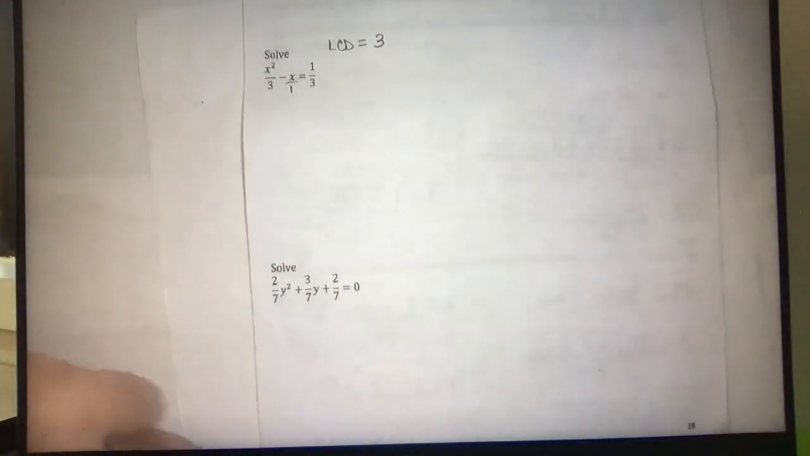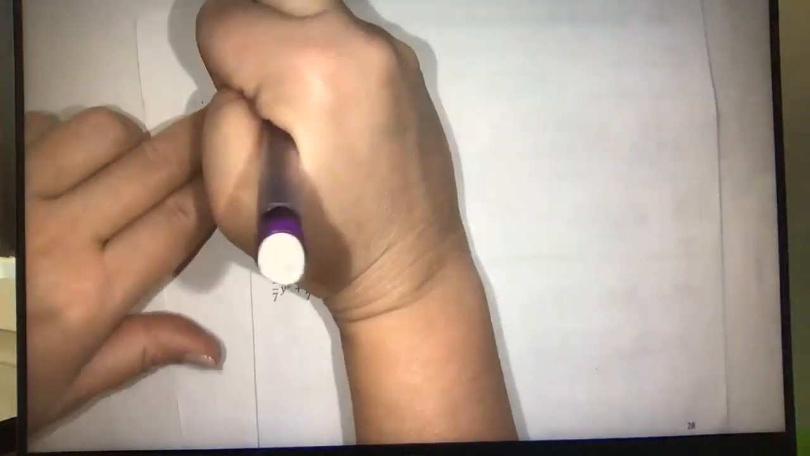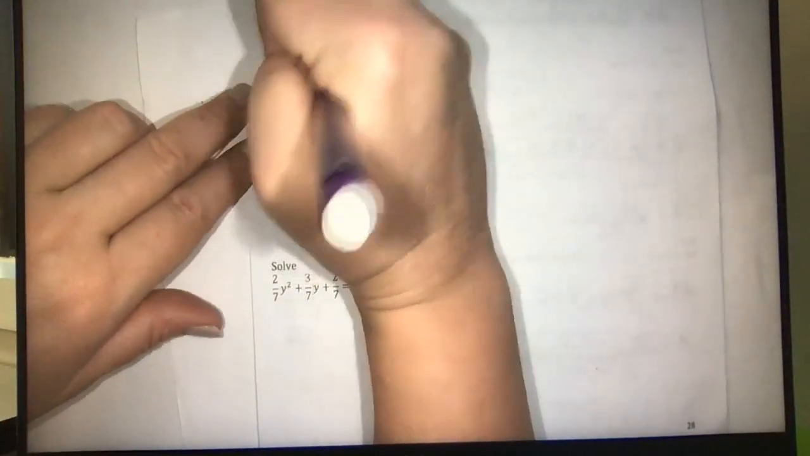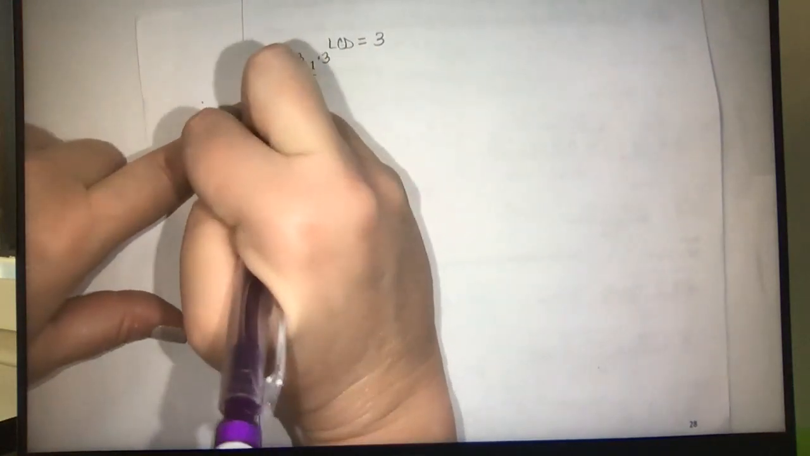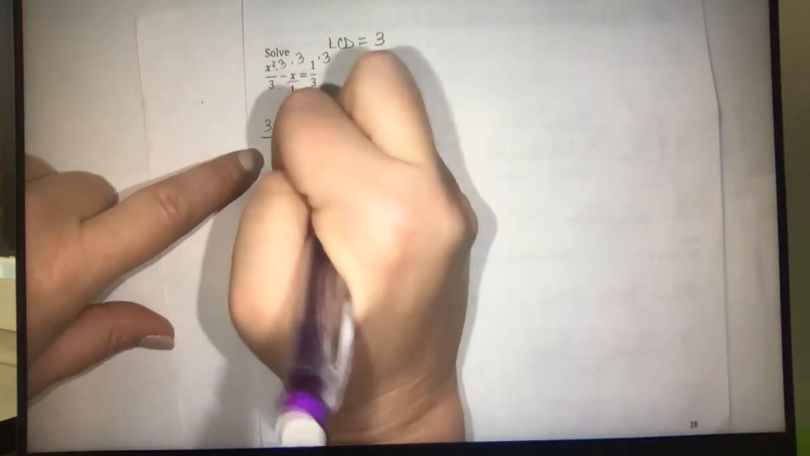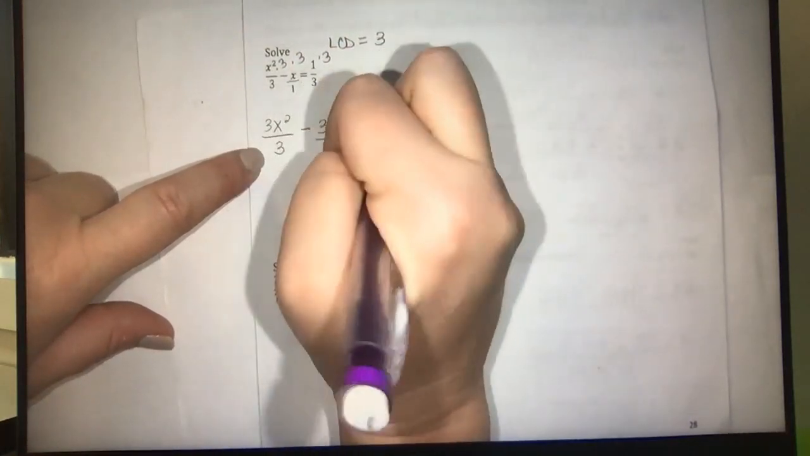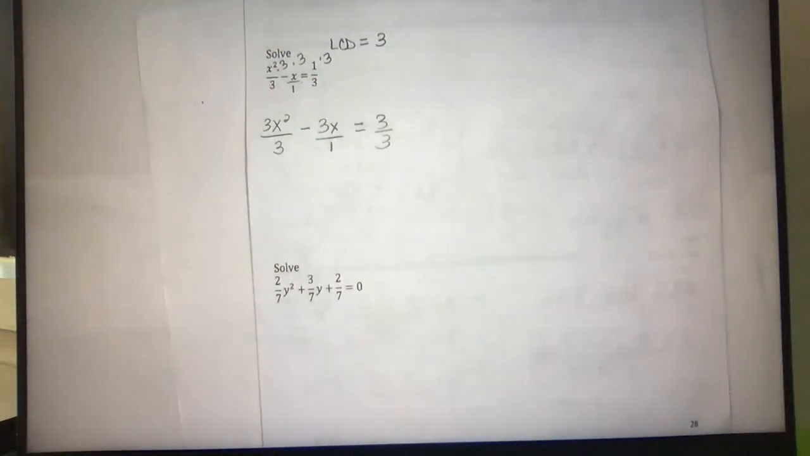3, right? Every denominator can go into a 3. So if I multiply all the tops by 3, what happens to these bottoms here? They're going to cancel, right? Now you can cancel them right from the get-go if you want to, or you can do what I'm doing and just add in another step. It's up to you. If you just want to go ahead and cancel them from here, you can.